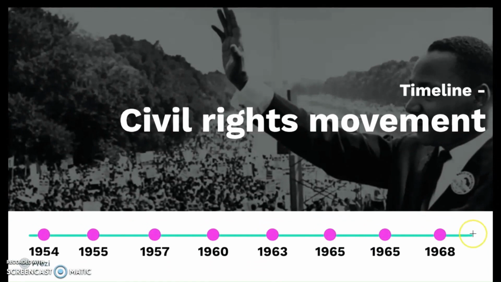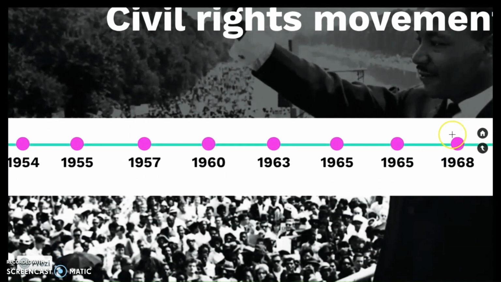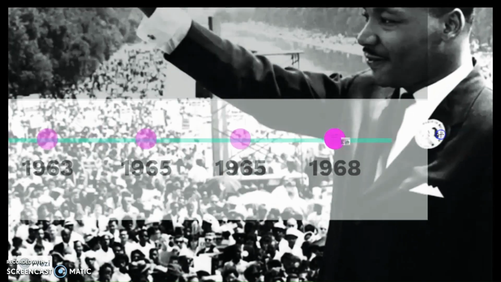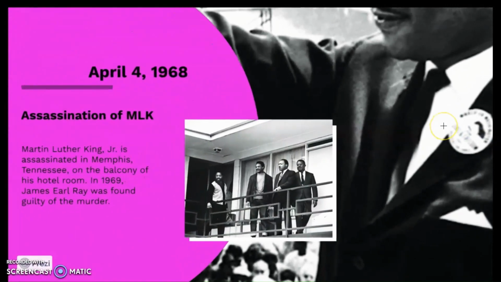Now moving on to 1968. April 4, 1968, the assassination of Martin Luther King Jr. He is assassinated in Memphis, Tennessee, on the balcony of his hotel. James Earl Ray was found guilty of the murder.